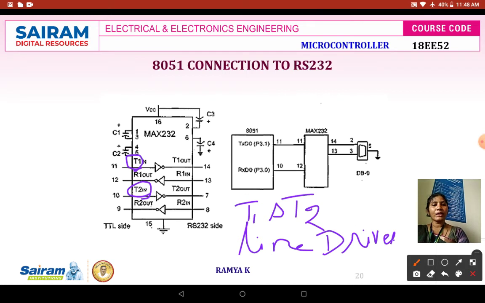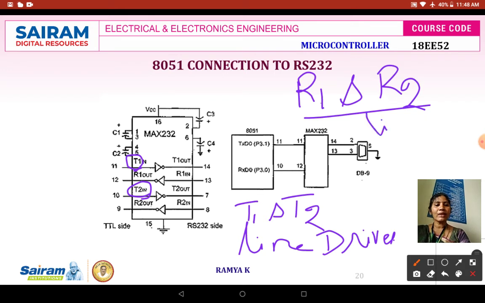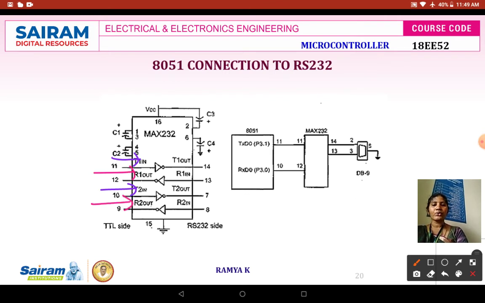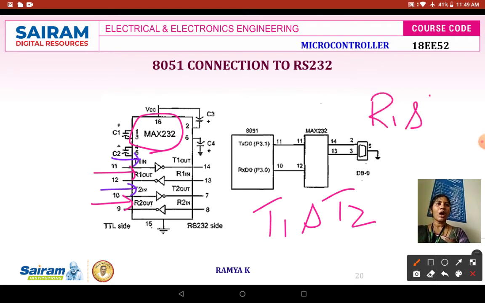And you have two more line drivers, that is R1 and R2. These operate for receiving your data. So to transmit the data, you have two line drivers, T1 and T2. For receiving the data, you have two more line drivers, R1 and R2. So the MAX232 chip comprises two sets of line drivers, one for transmitting and another for receiving data.